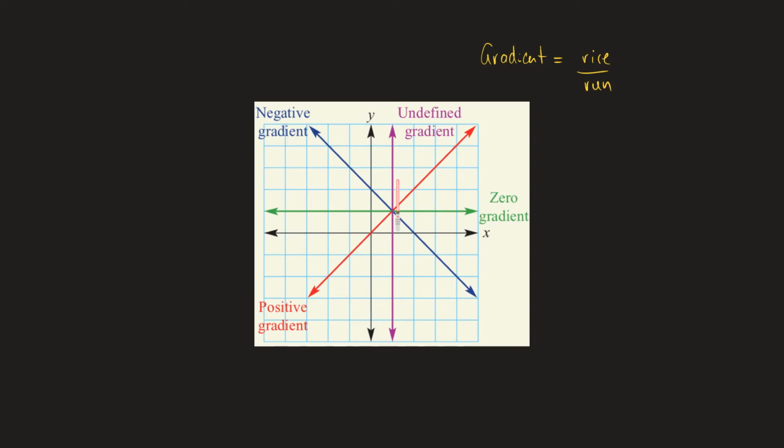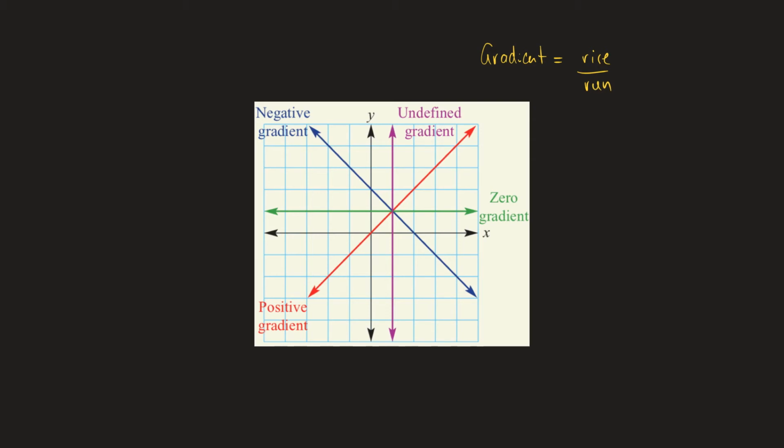The other gradient we're looking at is the purple line, and it's considered undefined, or an undefined gradient. The reason being, it doesn't have any run. So therefore, trying to divide by 0, you're always going to get an error on your calculator. You cannot divide by 0. So therefore, a vertical line has an undefined gradient. And the other one we looked at there, a horizontal line, has a 0 gradient.